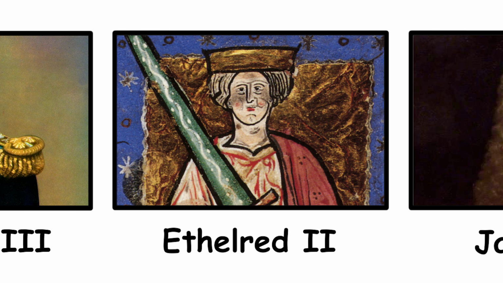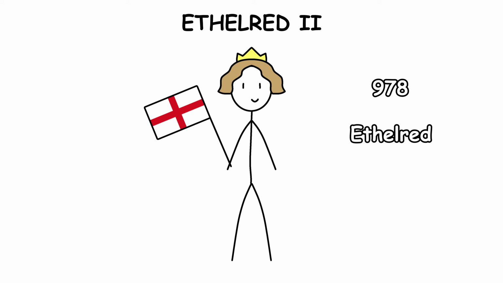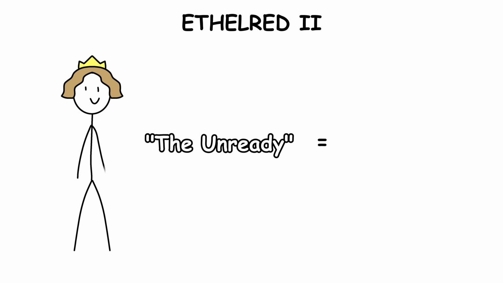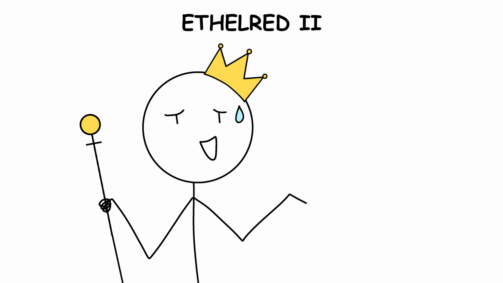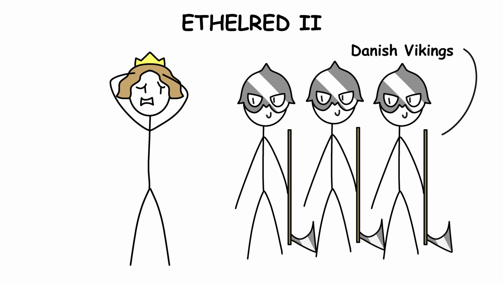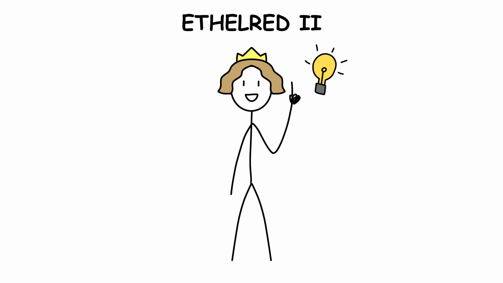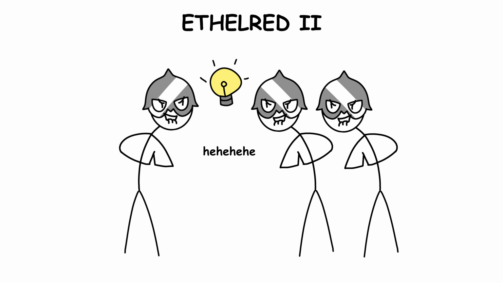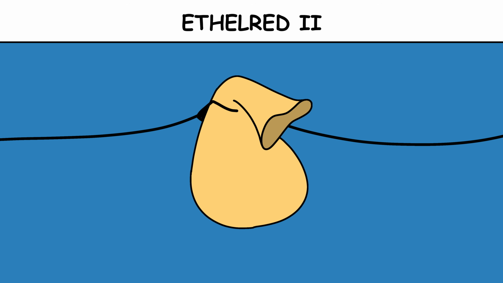Ethelred II, the Unready. Ethelred became king of England in 978 when he was 12 years old. His nickname, the Unready, meant he was poorly advised, which sums up his reign perfectly. Danish Vikings kept raiding England, and Ethelred's solution was paying them to leave. This backfired completely because the Vikings kept returning for more money.